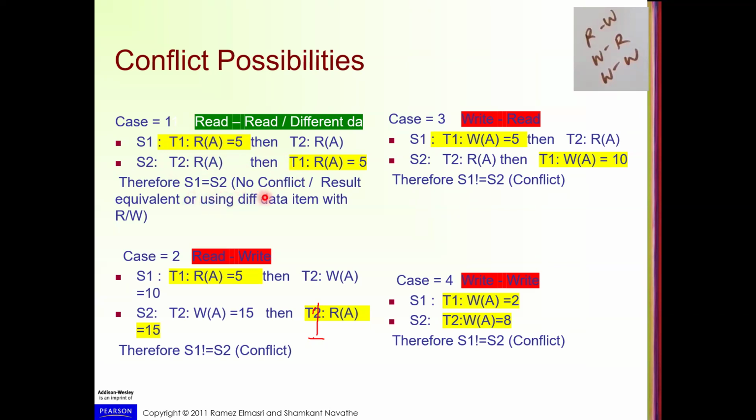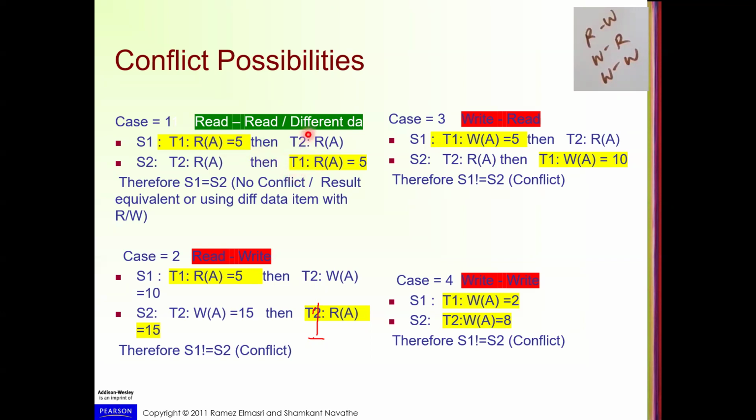There is no conflict. And also notice that whenever we have a read and the other transaction is also reading, and no one is writing, then there is no conflict. We saw, either T2 reads it first or T1 reads it first, the value of A is going to be 5.